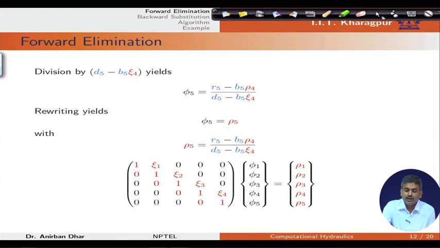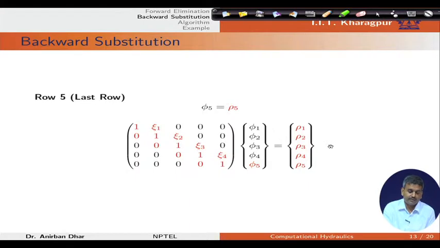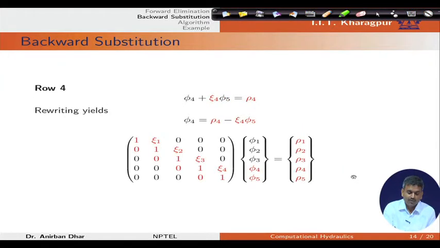Now, in this process we are starting from the last row. After the first calculation we have got the value of phi 5, so I have changed the color of phi 5. Now, in the next step, with rho 4, we will get the value of phi 4. So, step by step we are getting different values.